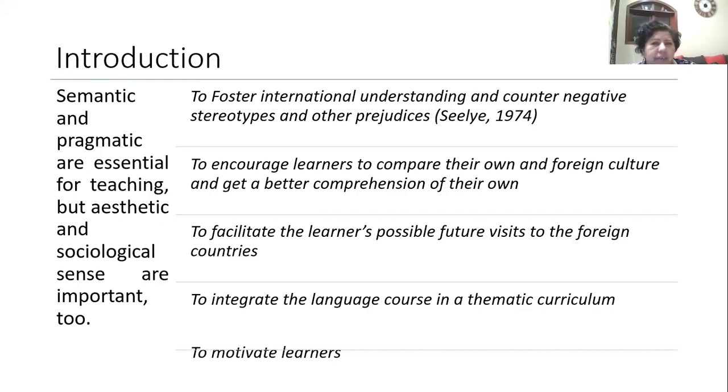when we teach and learn a language, sometimes we focus only on semantic and pragmatic because we think they are essential, but aesthetic and sociological sense are important too. Why? Well, here we have some reasons. The first one, to foster international understanding and counter negative stereotypes and other prejudice. This is according to Seeley in 1974. Secondly, to encourage learners to compare their own and foreign culture and get a better comprehension of their own.